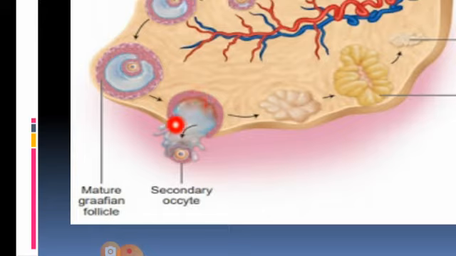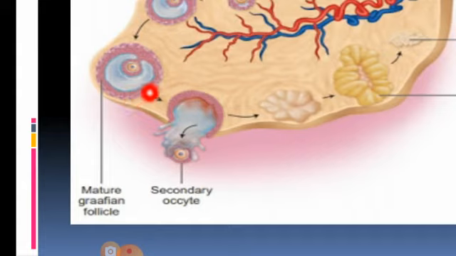This mature Graafian follicle ruptures and releases this secondary oocyte alone. Got it? So up to release, the secondary oocyte is formed, right? This we call as an ovum or egg cell. This ovum will be released from the ovary by the rupturing of this mature Graafian follicle. Are you clear? This process is known as ovulation.